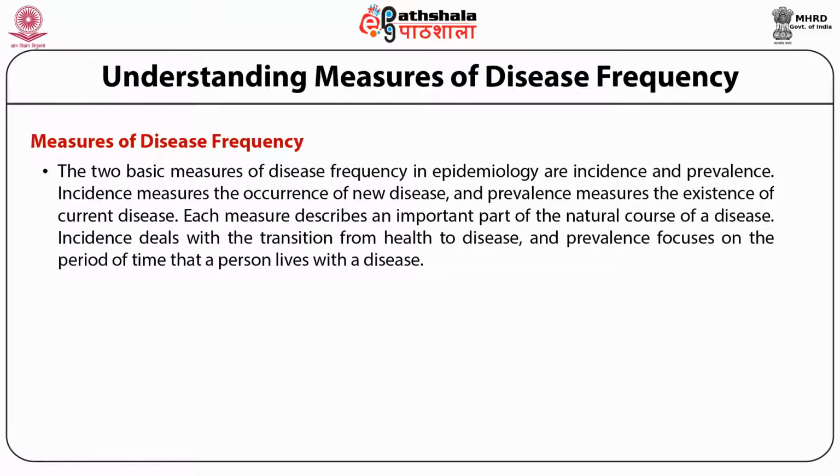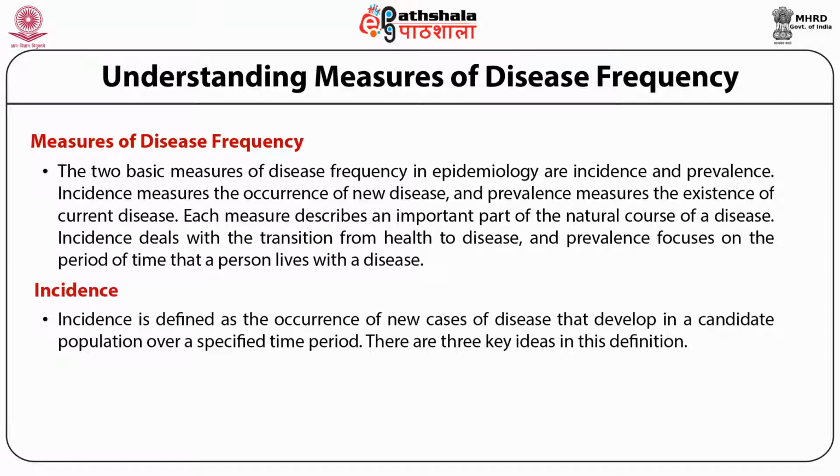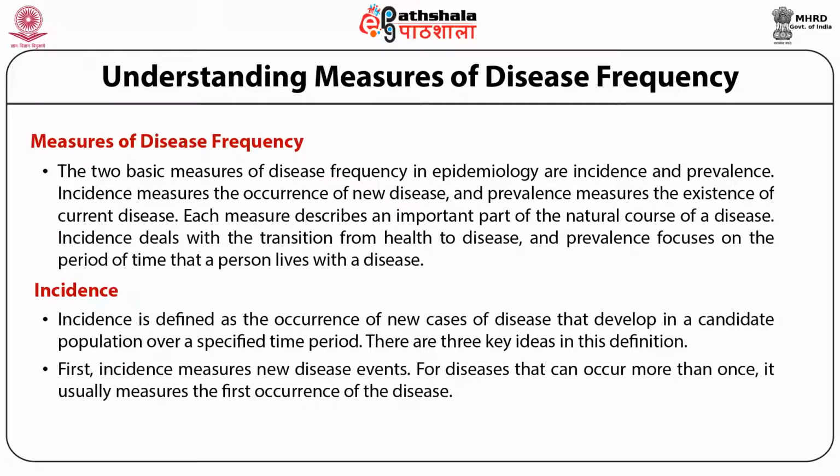Incidence deals with the transition from health to disease, and prevalence focuses on the period of time that a person lives with a disease. First is incidence. Incidence is defined as the occurrence of new cases of disease that develop in a candidate population over a specified time period. There are three key ideas in this definition. First, incidence measures new disease events. For diseases that can occur more than once, it usually measures the first occurrence of the disease.